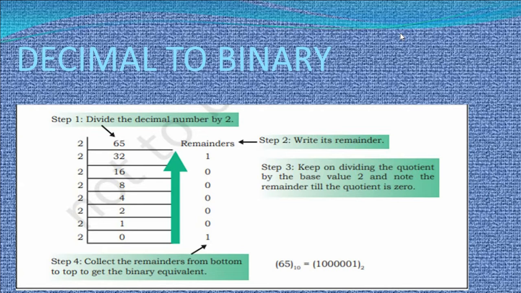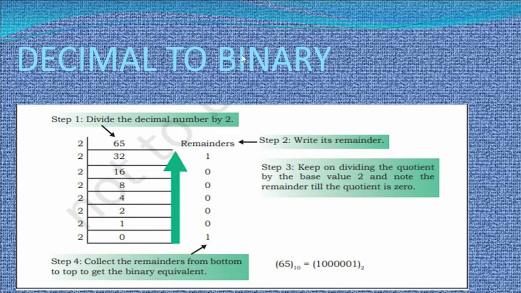Now we come to the most important section, which is the conversion from decimal to binary number system. So let's say we're given the number 65, which is in base 10, or decimal, which is also called base 10. Remember that. And binary is base 2. So to convert from base 10 to base 2, we divide the number by the base.